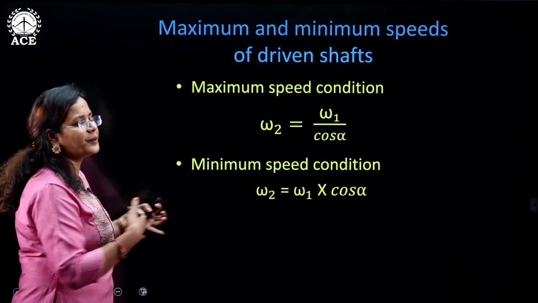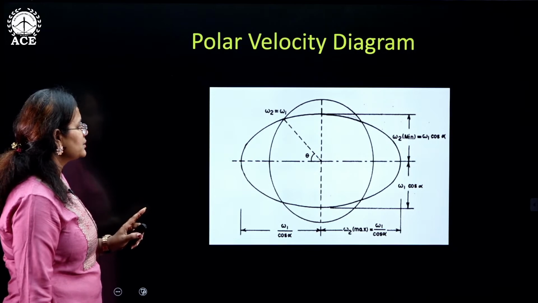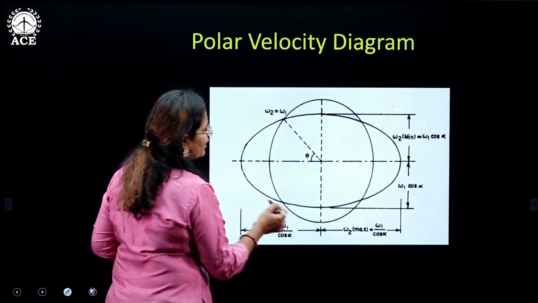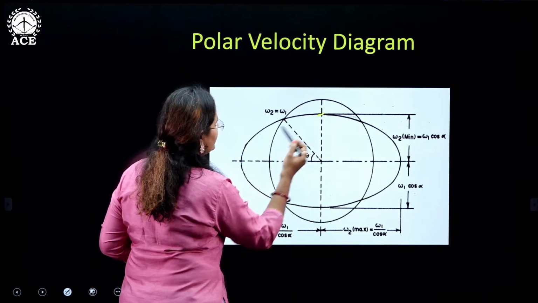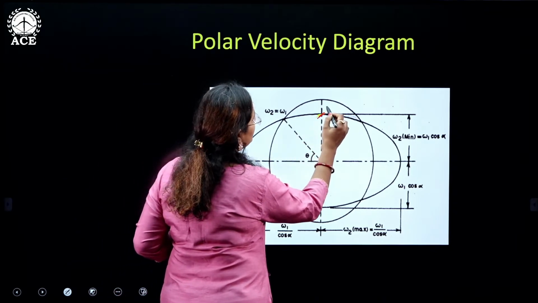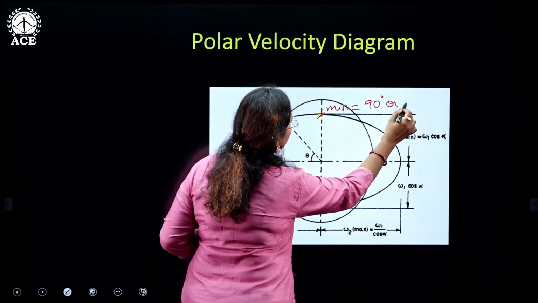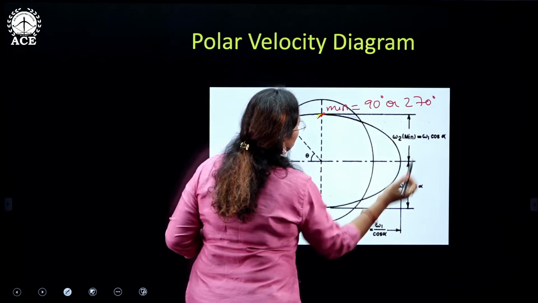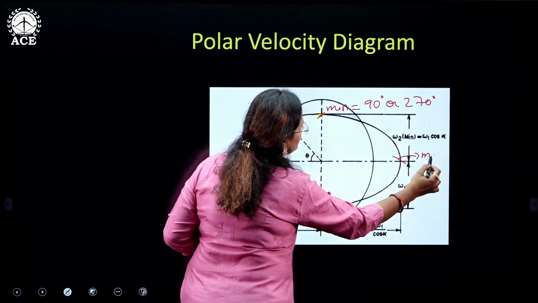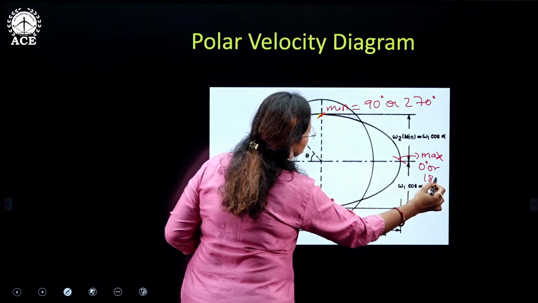When these kinds of speed variations are plotted on a graph, you get polar velocity diagrams. See, this is the elliptical path that you are getting. The minimum is at 90 degrees or 270 degrees, and this is the maximum condition, at 0 degrees or 180 degrees.